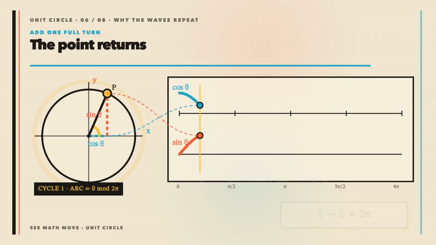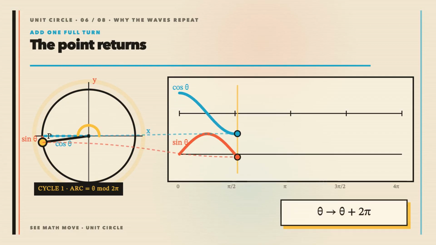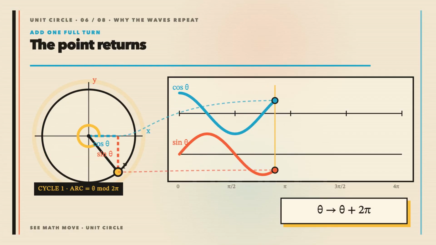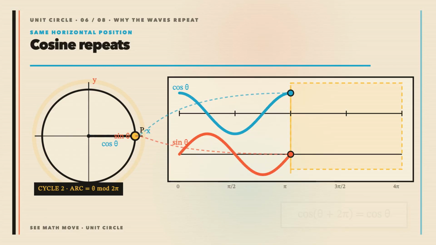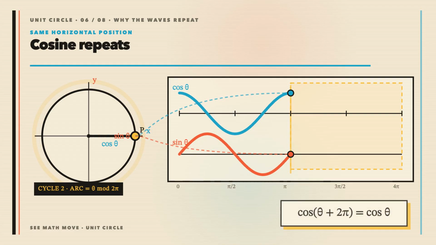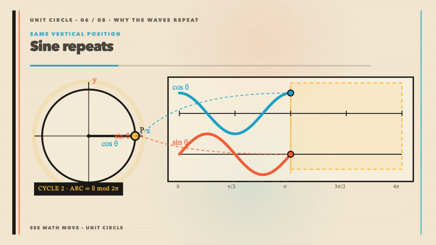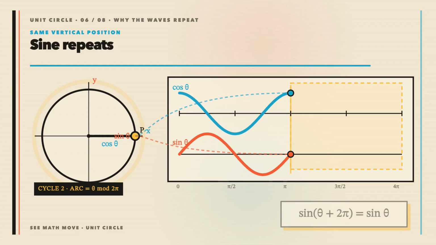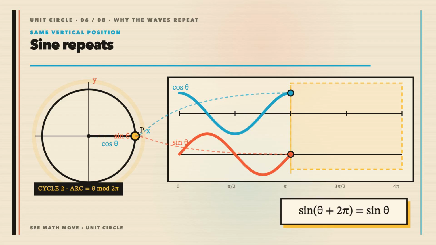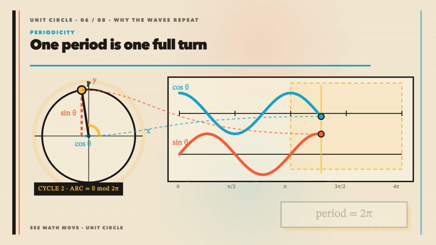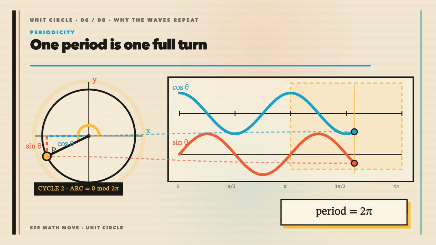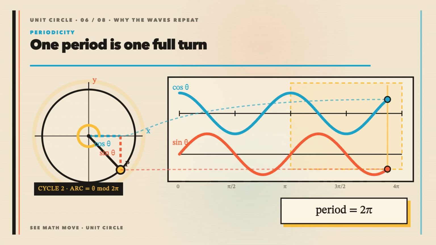Add 2 pi to any angle. The point makes one full turn and lands at exactly the same place. Its horizontal coordinate is unchanged, so cosine of theta plus 2 pi equals cosine theta. Its vertical coordinate is also unchanged, so sine of theta plus 2 pi equals sine theta. The period is not an arbitrary property of the graphs. It is the angle required for the point to complete one turn.